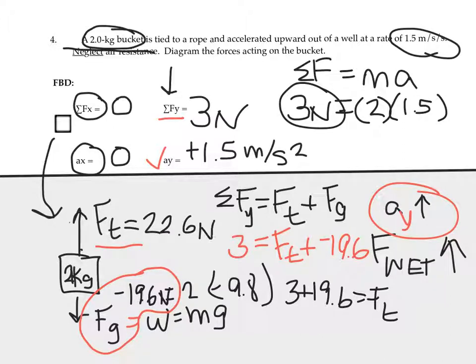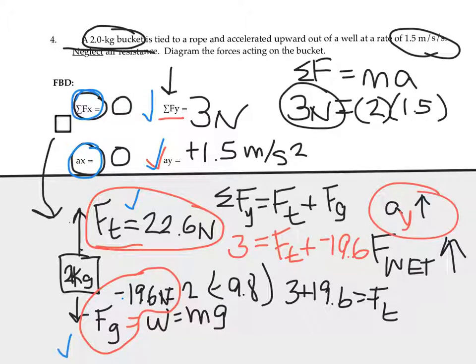Which of course is 22.6 newtons. So if we want to clear that up, what did I need to find for all my answers? I've got my upward force of tension, my downward force of gravity, my overall net force in the y direction, and my overall acceleration in the y. I do not have anything in the x, so it makes sense that these are 0. And I think I've solved for everything I needed.